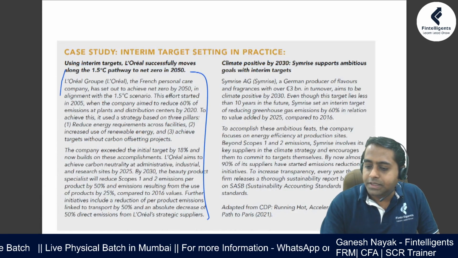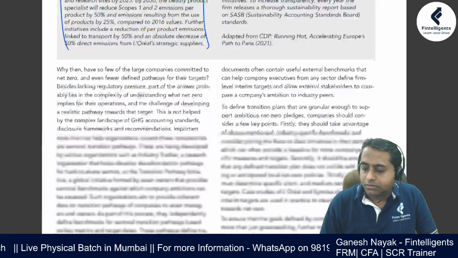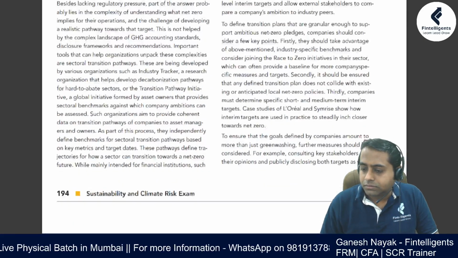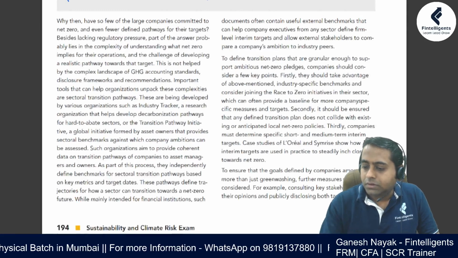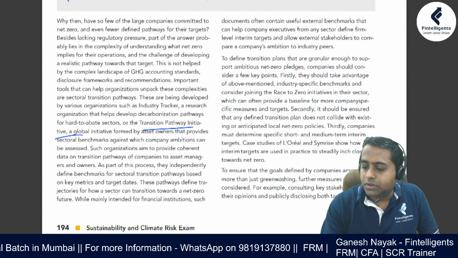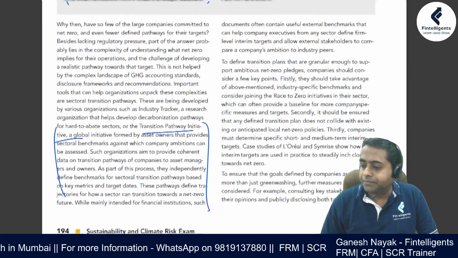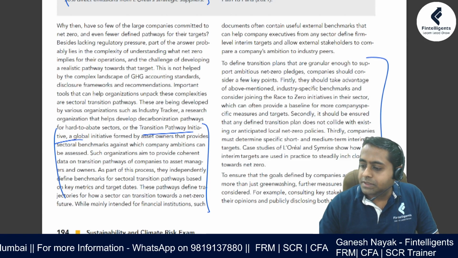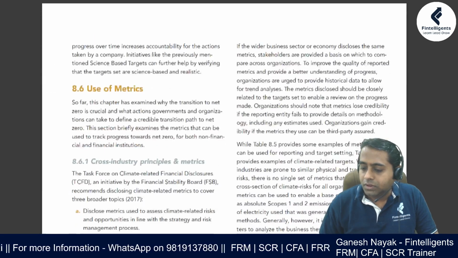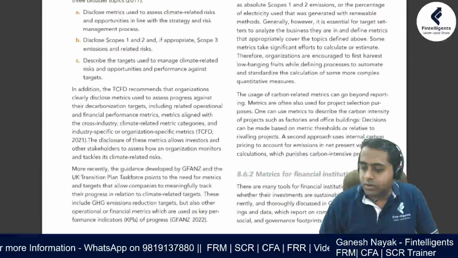L'Oreal Group, read this section. This one, you can read this part. Last one. This paragraph also. Use of metrics is okay.